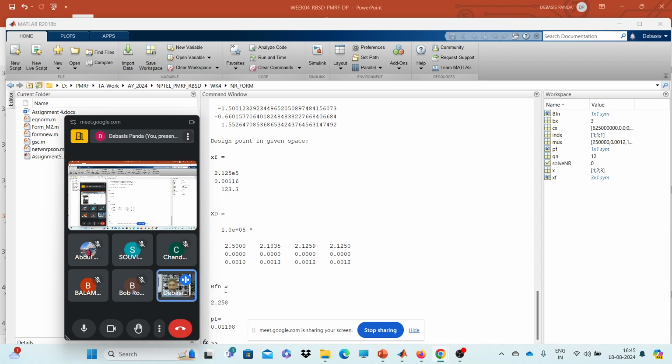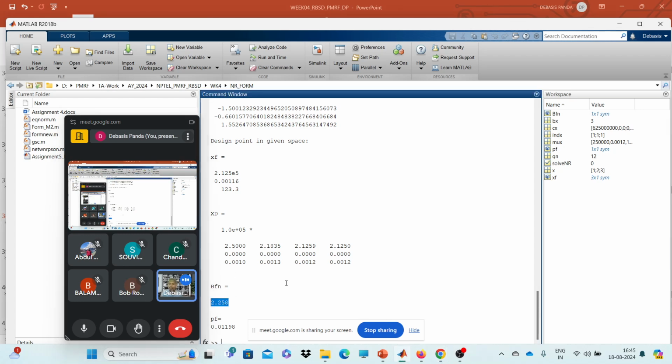Yes, we are getting the same values. Although we have changed the format of the limit state, we are still getting the same values. That means the probability of failure for the final estimation, if we change the limit state function, we will get the same values. Clear?